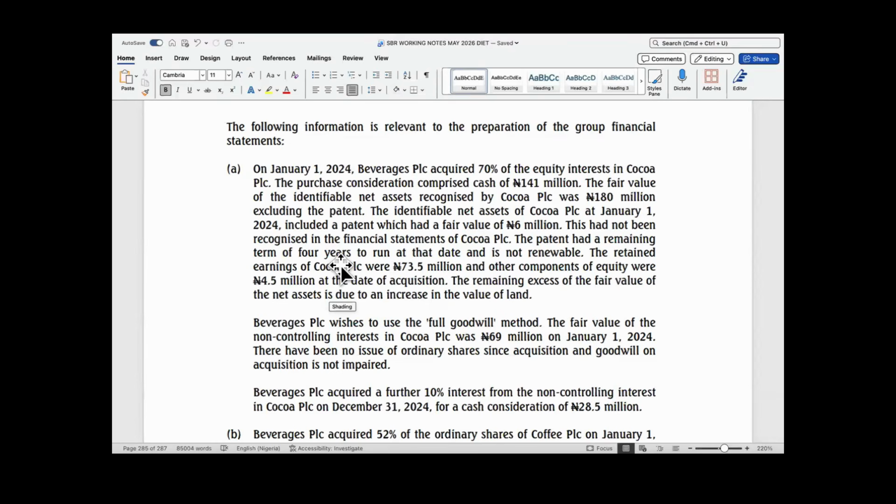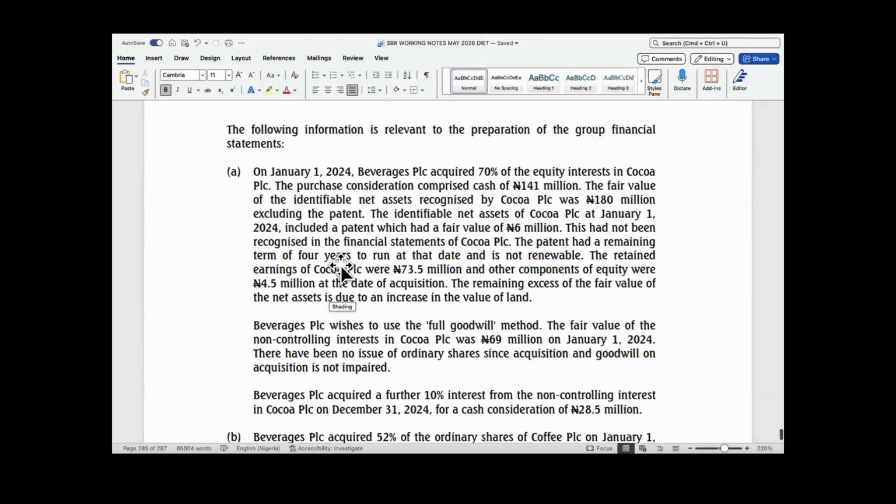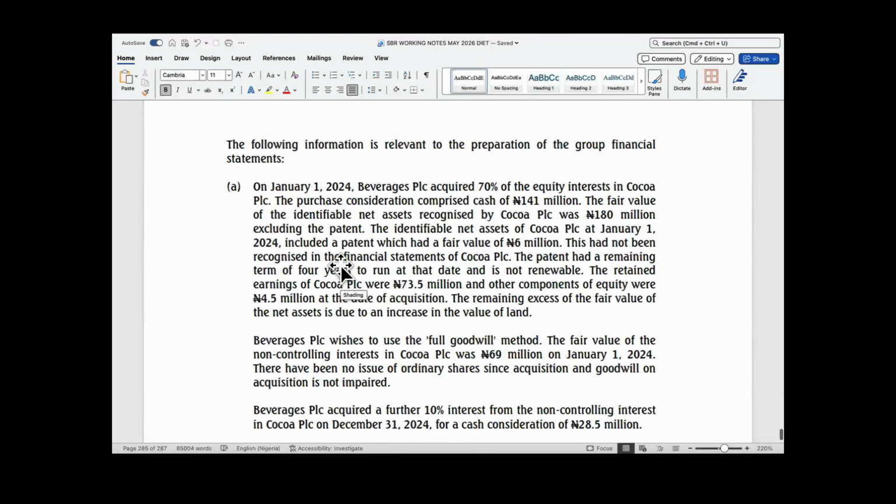Beverages PLC acquired a further 10% interest from the NCI in Cocoa on December 31st, 2024 for a cash consideration of 28.5 million. Okay, so for me, I would really want to make sense out of each requirement. I really want to understand each additional piece of information, what I need it for.